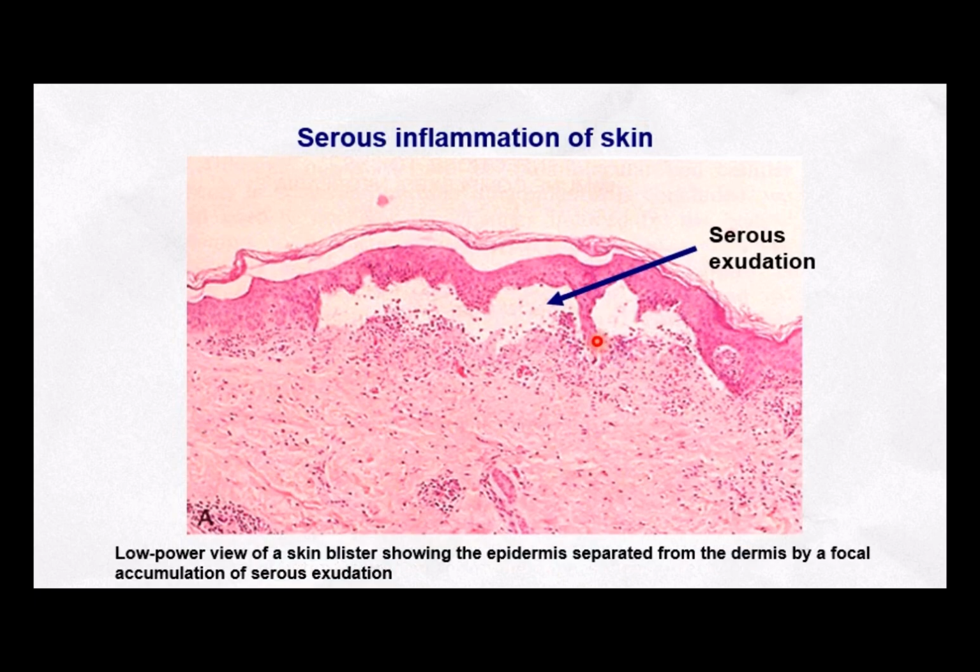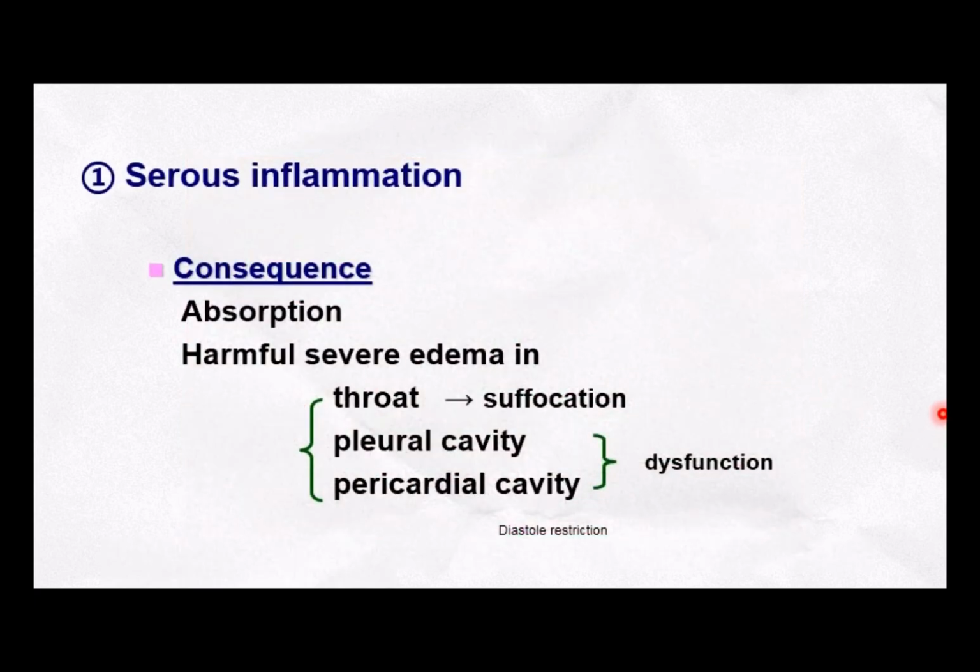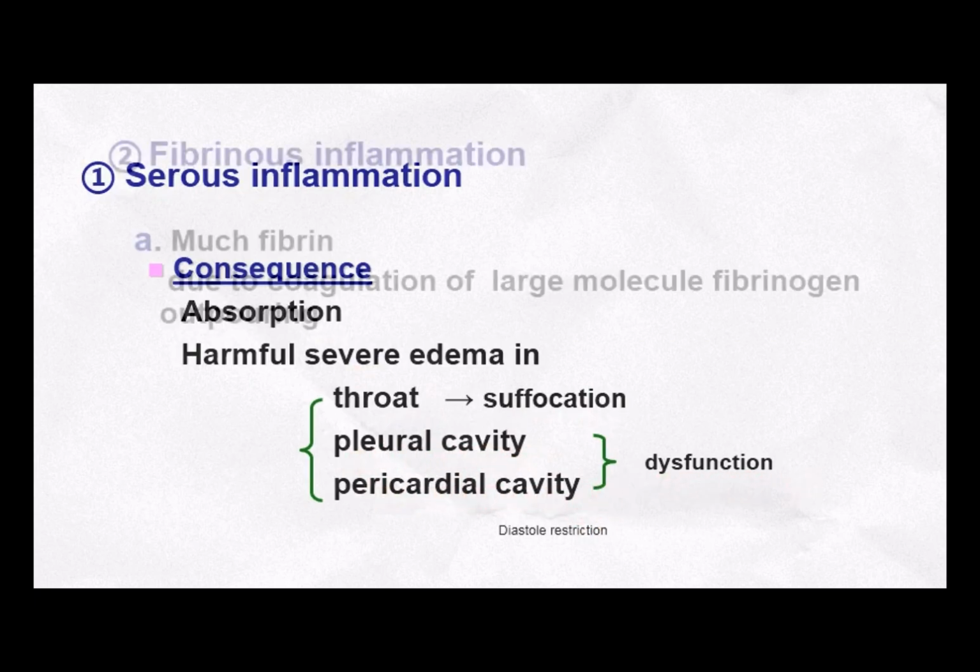Low power view of a skin blister showing the epidermis separated from the dermis by a focal accumulation of serous exudation. A small amount of serous exudation can be absorbed. However, severe edema in the throat can cause suffocation. Severe edema in the pleural cavity or pericardial cavity can cause dysfunction.